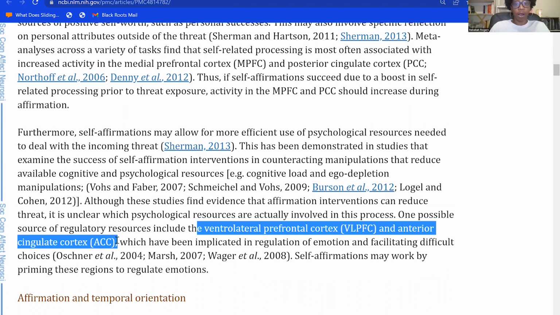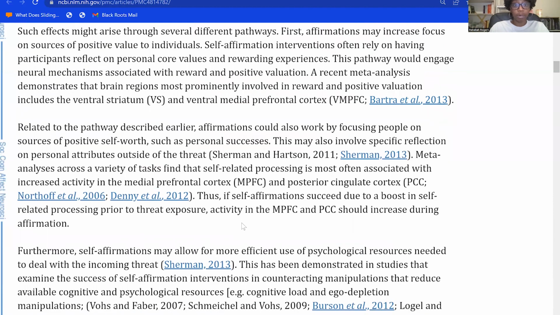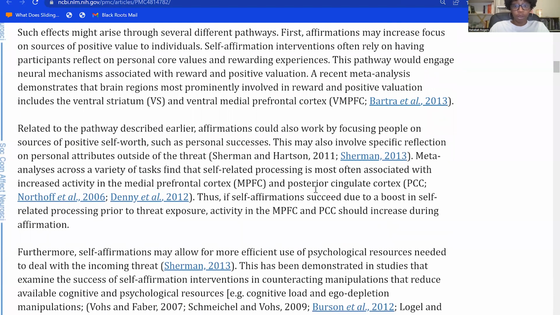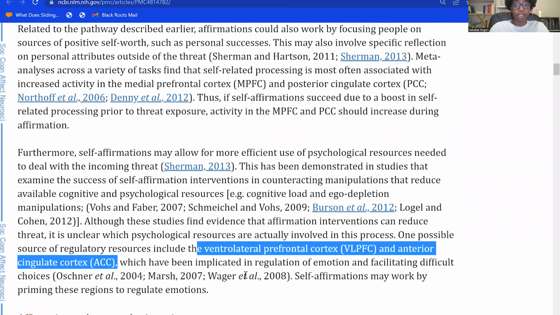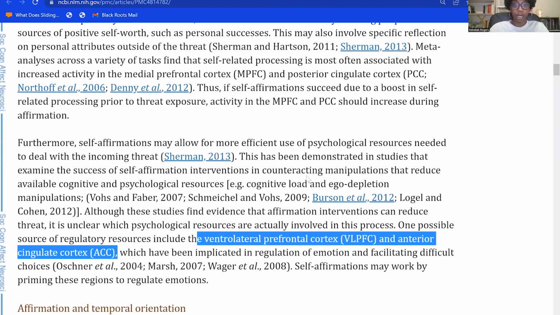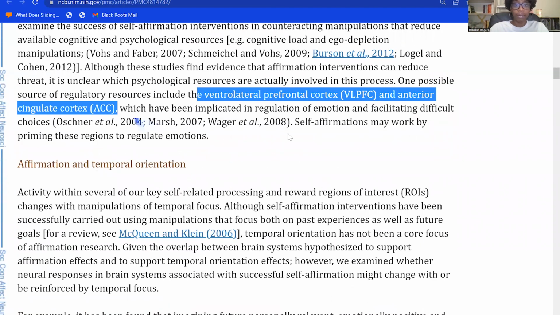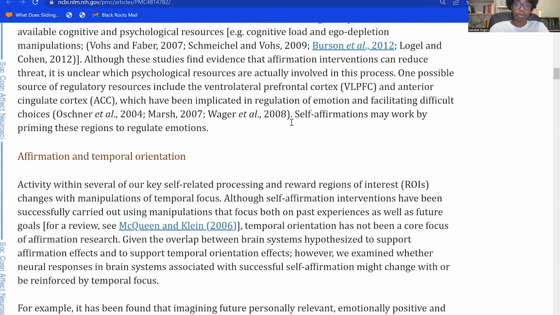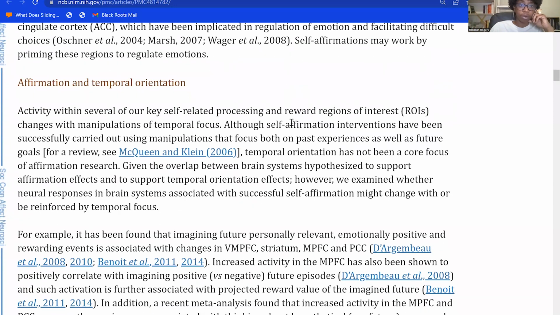So they're going to be checking out the ventrolateral prefrontal cortex, the medial prefrontal cortex, the ventral medial prefrontal cortex, ventral striatum, the posterior cingulate cortex, and the anterior cingulate cortex, all different regions of the brain, to see what types of changes in functions are occurring there. And then they talk about all of the researchers that led to those regions of the brain being established as functional in those aspects. Self-affirmations work, blah, blah.